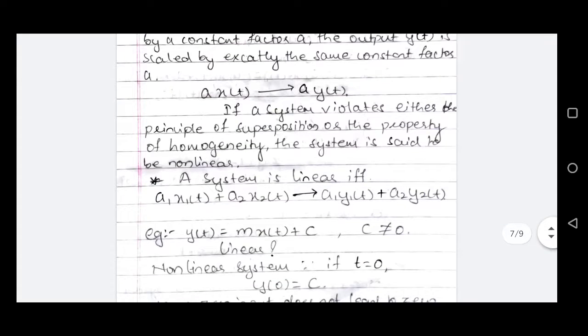So to summarize, a system is said to be linear if and only if a1 x1 of t plus a2 x2 of t results in a1 y1 of t plus a2 y2 of t. If the input is superimposed, the individual outputs should also be superimposed, and if the input is scaled, the output should also be scaled by the same factor. Then only a system is said to be a linear system.